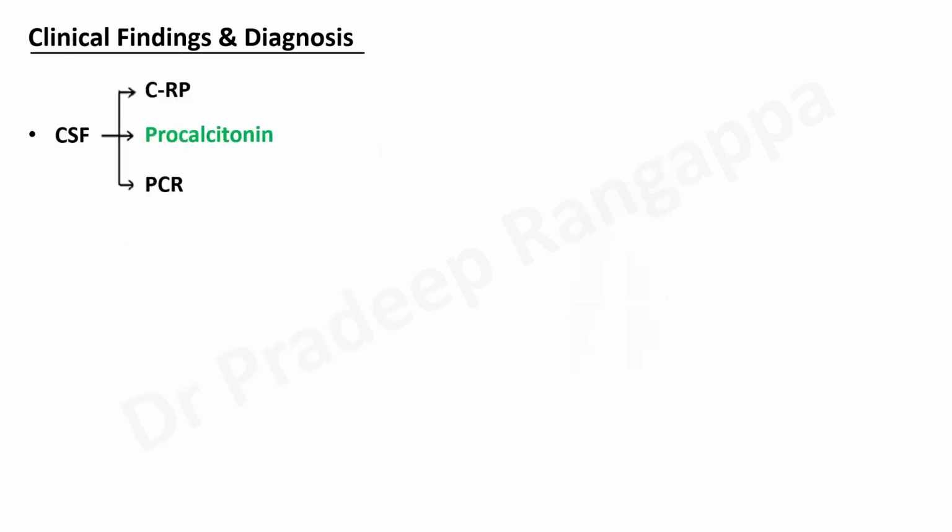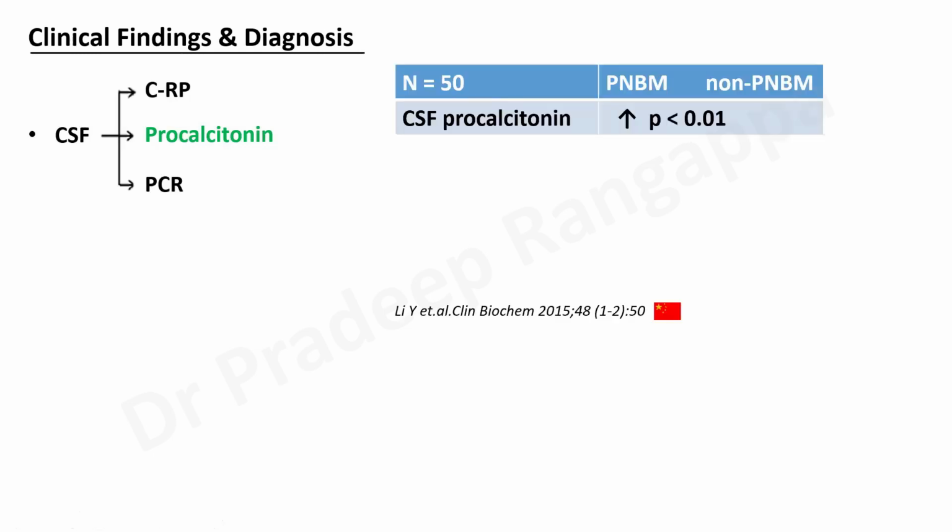The other test one could look at is CSF procalcitonin. This is making some sort of news, and possibly we should do more studies in India as well, and CSF PCR. So these two tests are here to stay. CSF CRP can be quite non-specific, but we look into what the studies are with regard to procalcitonin.